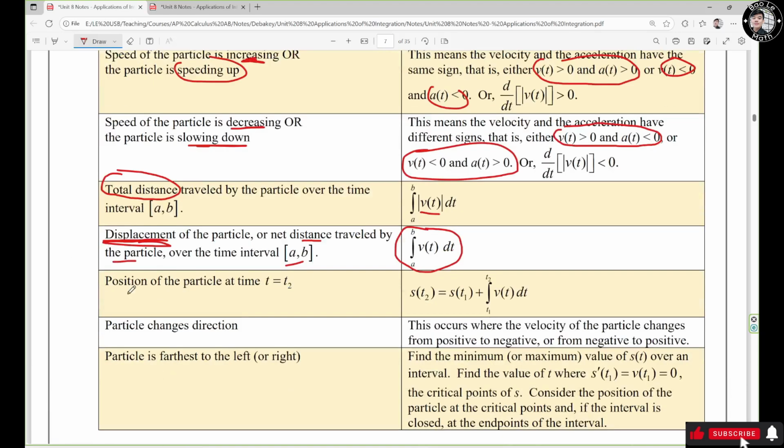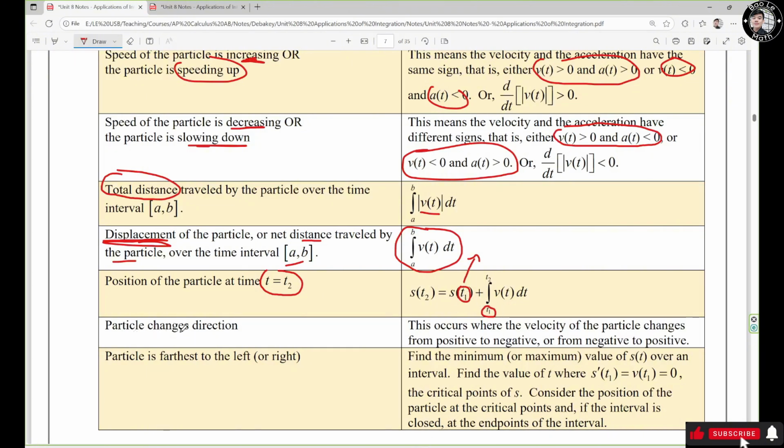Now, position of the particle at time t equals t2. Remember, t1 is the initial value. So you have s of t2 equals s of t1 plus the integral from t1 to t2 of v of t dt, because when you take the antiderivative of v of t, it's going to be s of t. Keep that in mind. And this one is the initial one, this one will be given. Keep that in mind. This one must be the same.